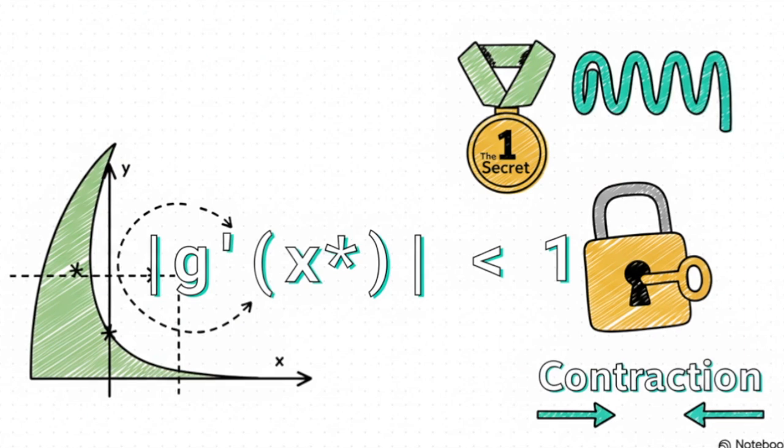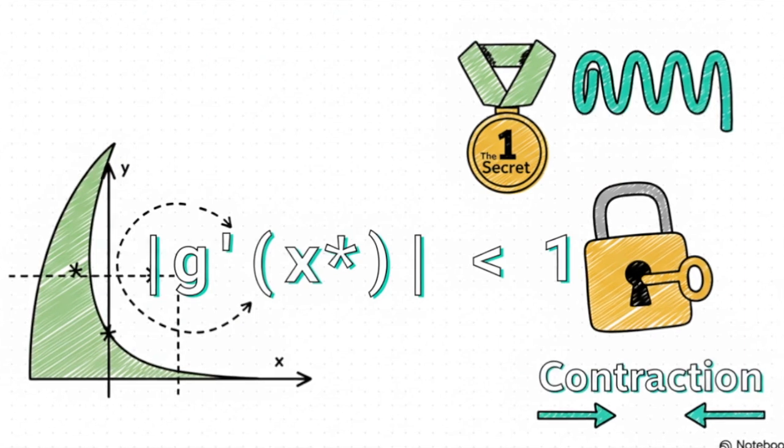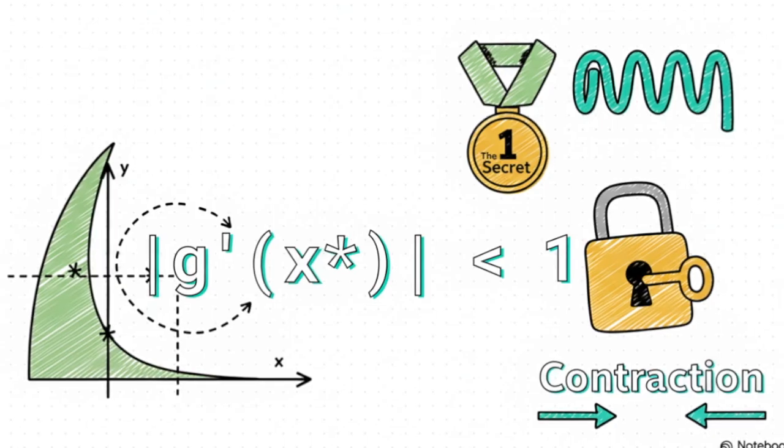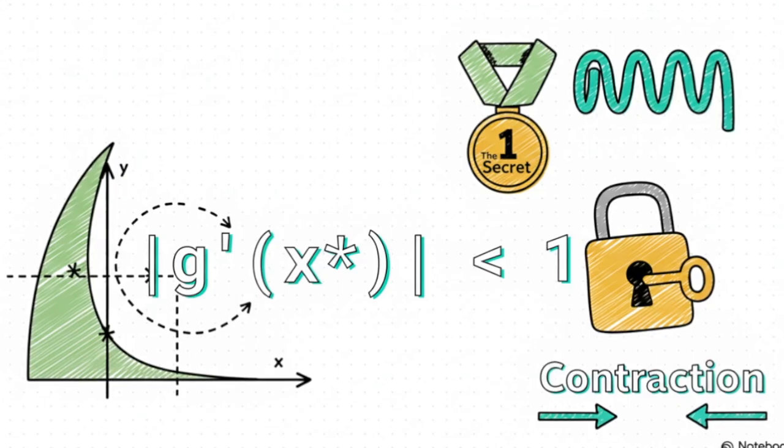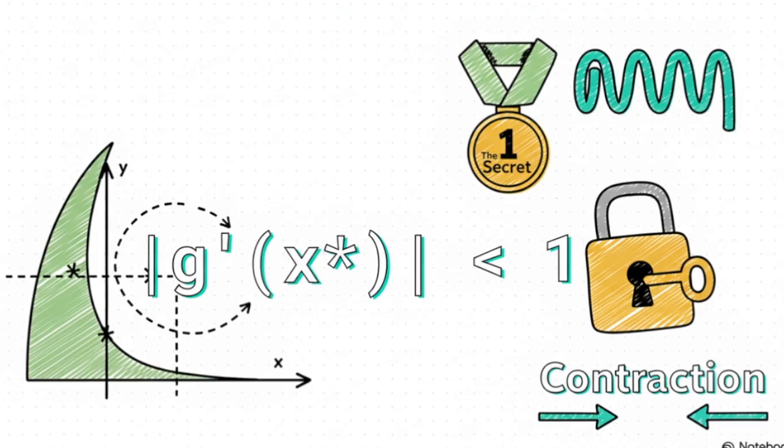And this, right here, is the golden rule of fixed point iteration. For the whole thing to work, the absolute value of the function's slope, right at the fixed point, has to be less than 1. That's it. That's the secret. The function needs to be a contraction. It needs to pull things closer, not push them apart.